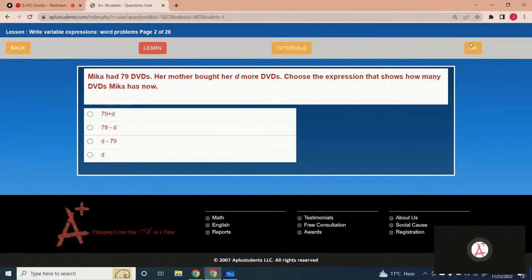Okay, so it would be 279 plus D. Got it? Just select the correct option and click on the OK button.